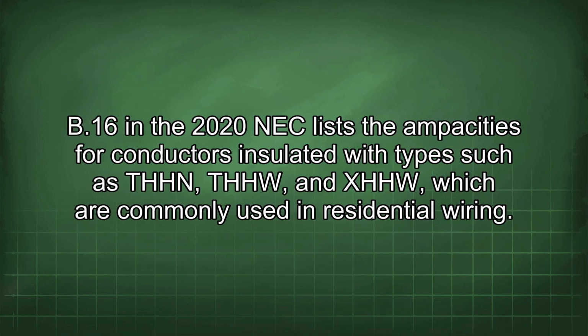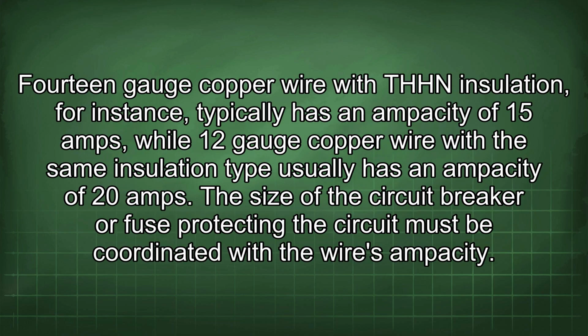(B)(16) in the 2020 NEC lists the ampacities for conductors insulated with types such as THHN, THHW, and XHHW, which are commonly used in residential wiring. 14-gauge copper wire with THHN insulation, for instance, typically has an ampacity of 15 amps, while 12-gauge copper wire with the same insulation type usually has an ampacity of 20 amps.